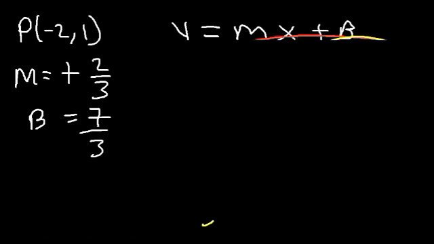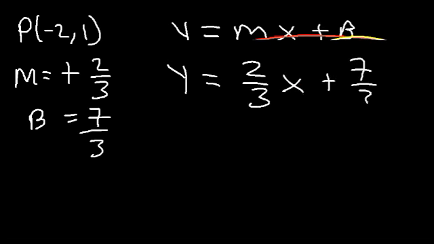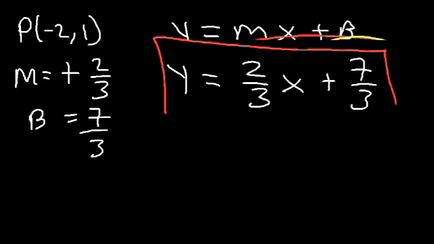So now we can write the equation. Let's plug in the values for m and b. So it's going to be 2 over 3x plus 7 over 3. So this is the equation of the line.